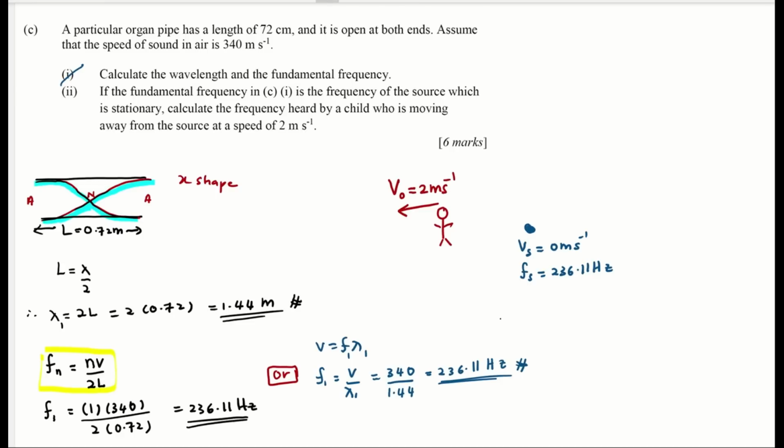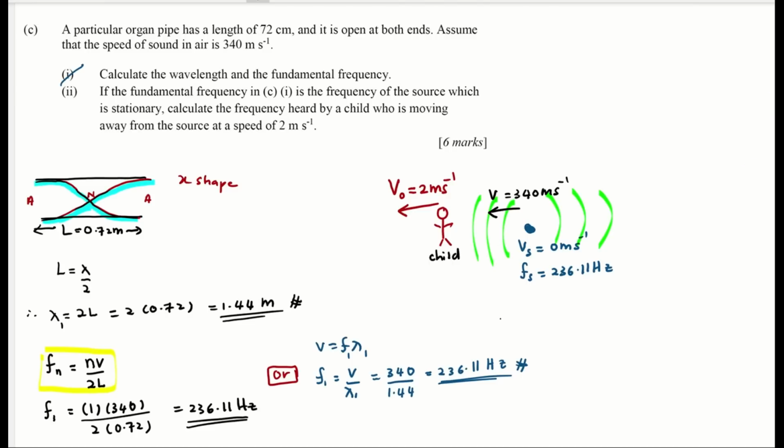Now, if we sketch the wave of the sound, like this, V, which is the speed of sound in air, should be towards the child. So when we draw the wave from the source of sound here, the wave will travel towards the child. It must travel towards the child's ear, because the child is the one who wants to hear, right? So V must point to the left, because the child is on the left side. So V is equal to 340 meter per second.